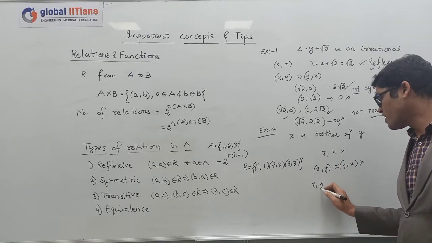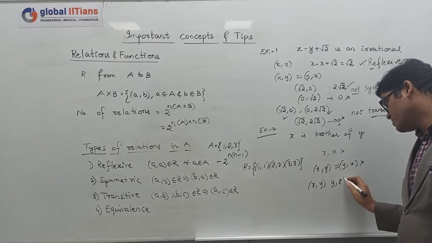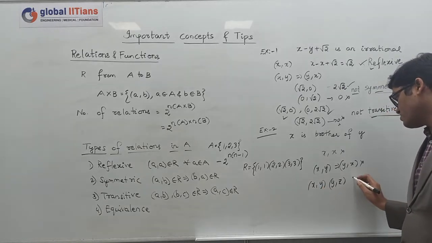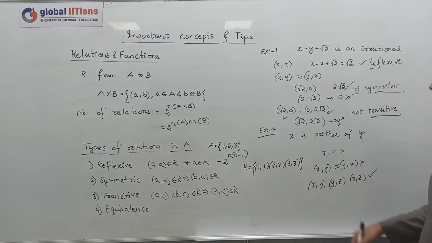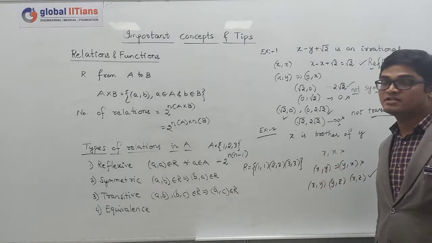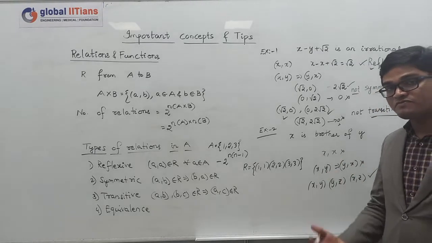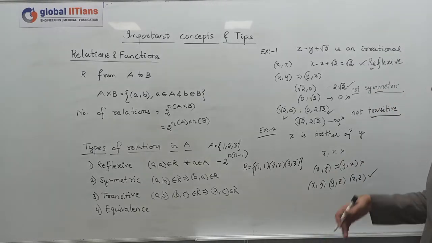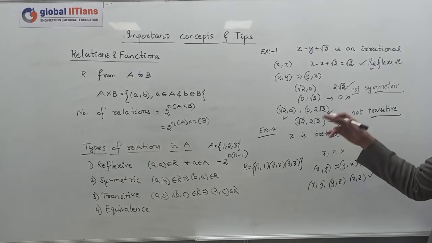Next, if x comma y means x is brother of y and y is also brother of z, can we say that x is brother of z? Yes. This is only transitive. So this example gives that it is only transitive. Next, moving on to what types of functions we have. Next, what is the number of functions? This is a very important question that comes. So we will go to the next examples.